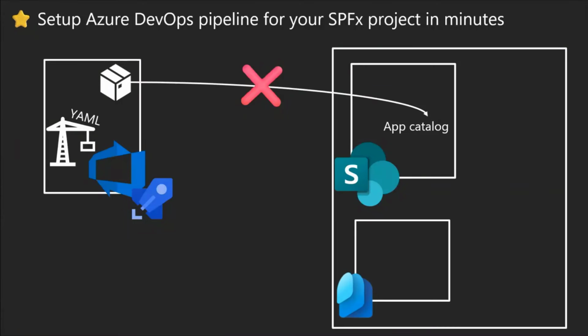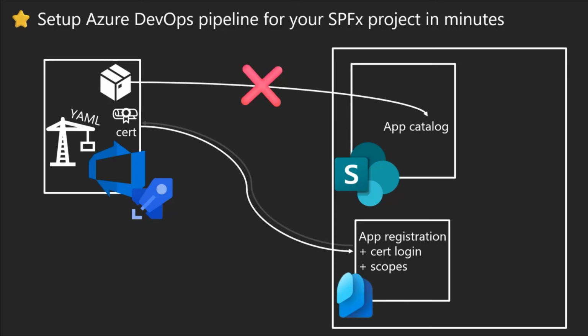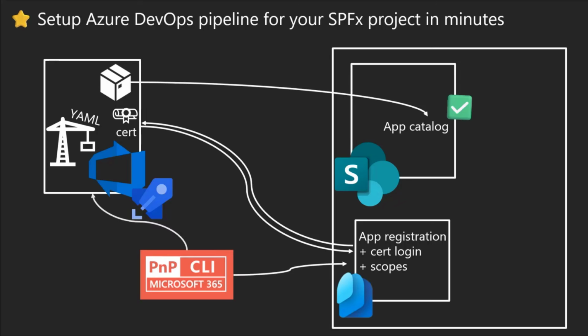And what this tool does for you, it will set up on your tenant a new app registration using the certificate login. Along the way, it will provide all of those needed scopes of permissions to do to the app catalog. And the certificate will be used in this pipeline to basically log in and deploy your solution. Really awesome. So to do this feature under the hood, particularly, we use CLI here.